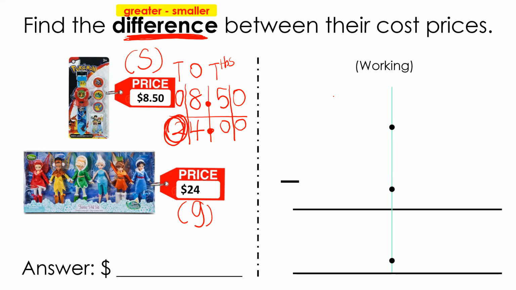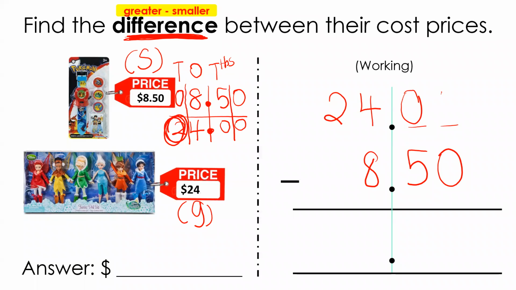So the fairy's doll set is $24 and the Pokemon watch is $8.50. Okay, so you realize that there's two missing digits over here. So I'm going to add in my 0, which is nothing and nothing. Okay, then I can start subtracting from the right to left. 0 hundredths minus 0 hundredths, that will give me 0 hundredths. Okay, next, 0 tenths minus 5 tenths.